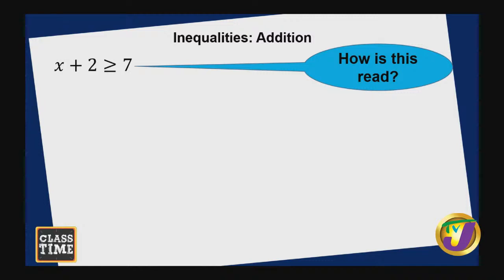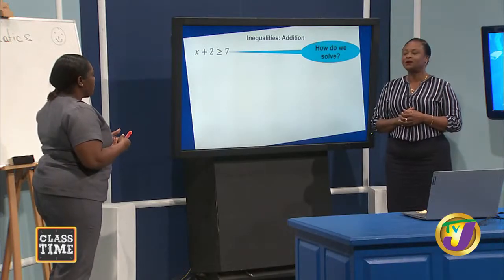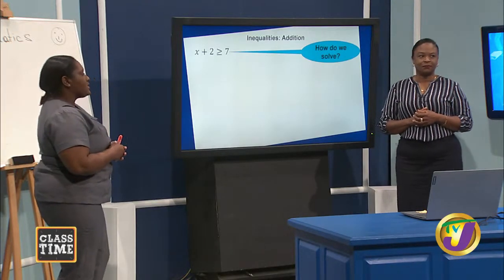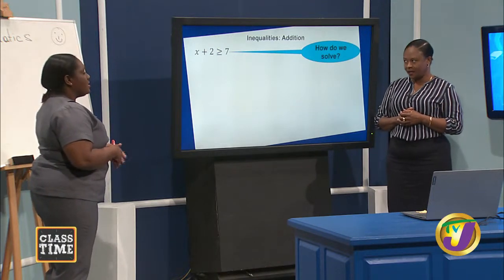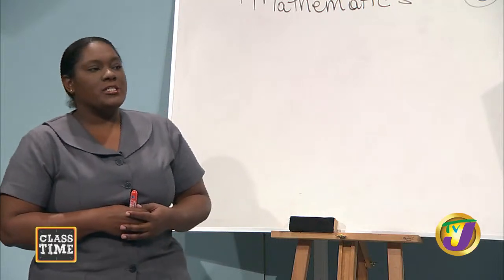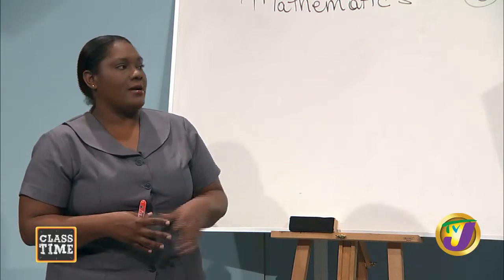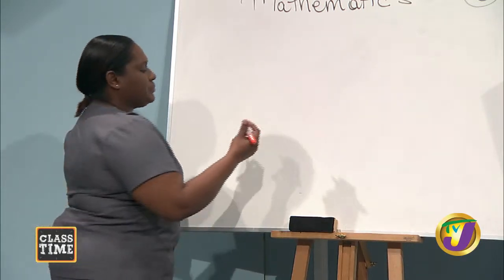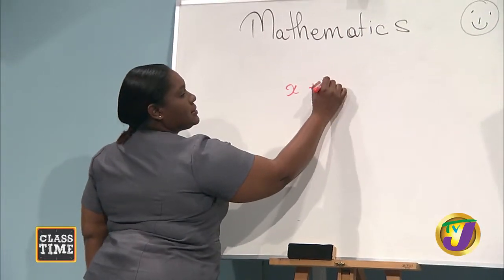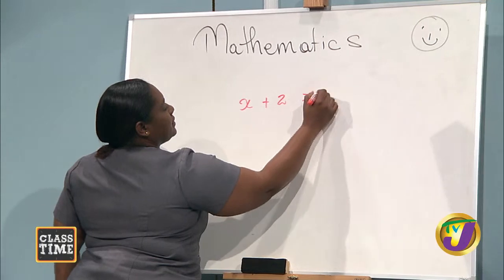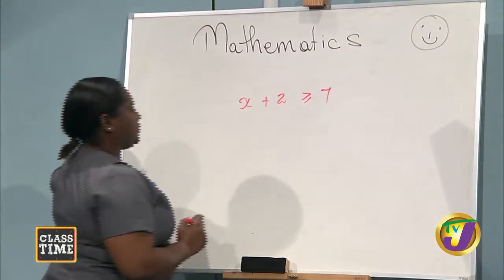So we have that out of the way. How do we solve this inequality? When we are solving this inequality or inequation, we are really thinking about the equation as well as the inequation. The difference will come into play: for the equation, we have the equal sign, and in this case, we are working with an inequality sign. There is not much difference in solving this problem from solving an equation. So let's move into solving on the board. It's x plus 2 is greater than or equal to 7.